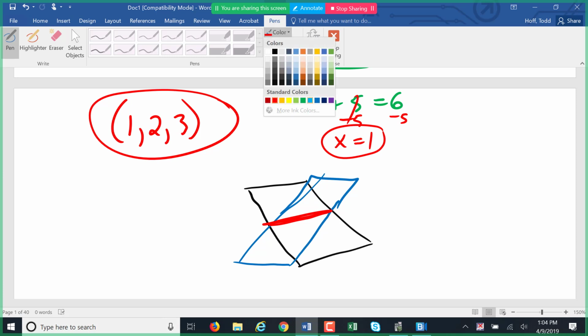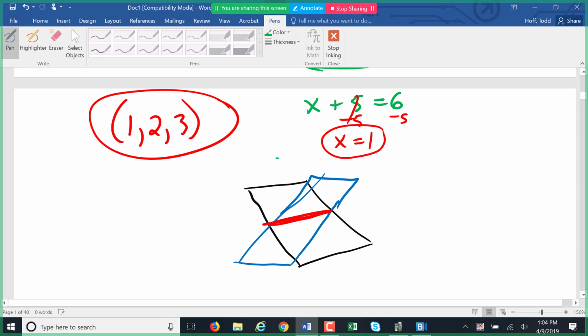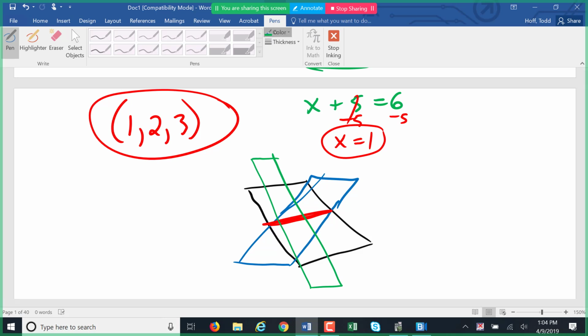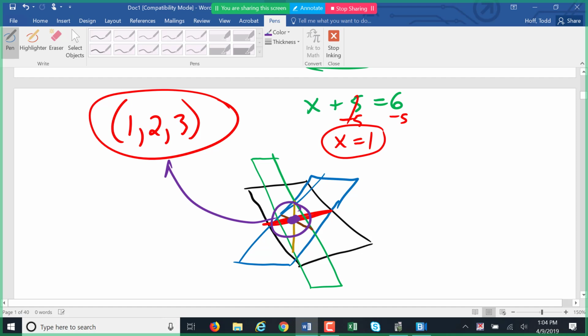So that third equation forms a third plane that cuts through. That third plane, let's say the green plane, will intersect the black plane in a line, and it'll intersect the blue plane in a line. Well, all 3 of those planes better intersect in a common point. So those 3 planes intersect to make these lines. Those 3 lines of intersection intersect in a common point. That is our solution to the system.